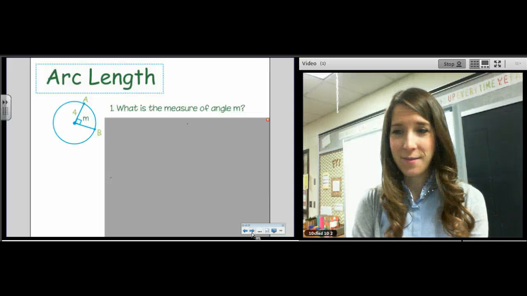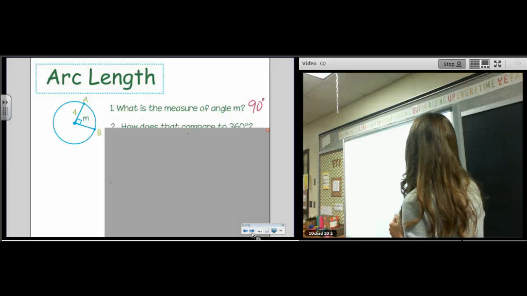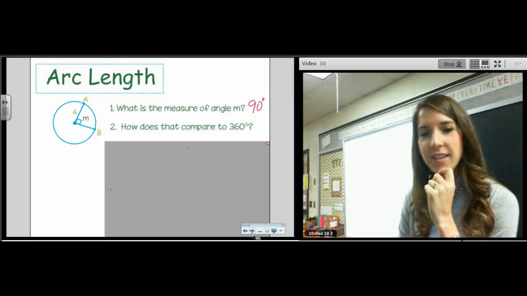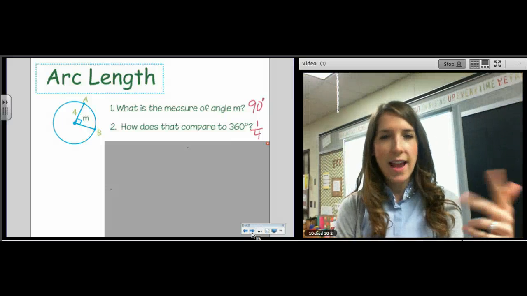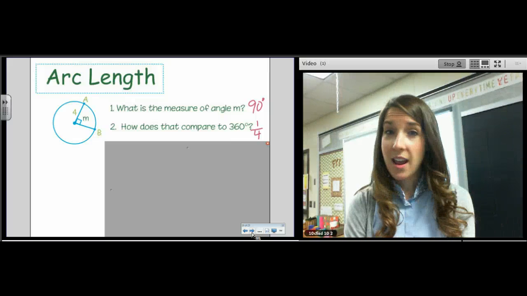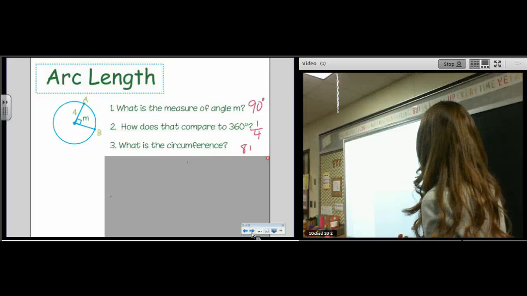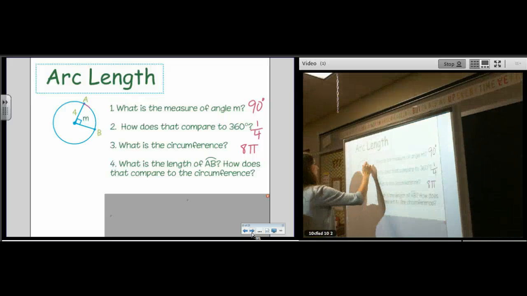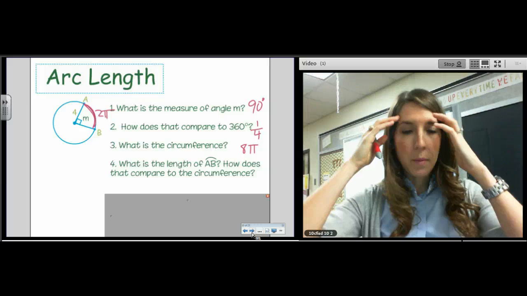That's wonderful that you learned this in 4th grade. 90. How does 90 compare to 360? It's 1/4 of 360. So don't you just agree that I could find the circumference and I could just take 1/4 of the circumference? The circumference is still 8 pi. So how long is this arc? It's 8 pi divided by 4. It's 1/4 of all the way around the circle.